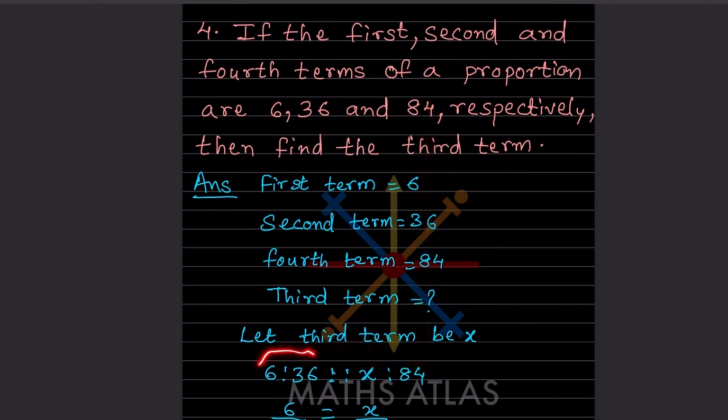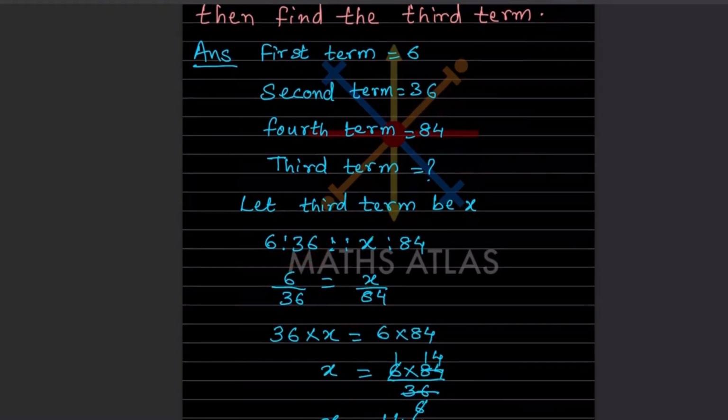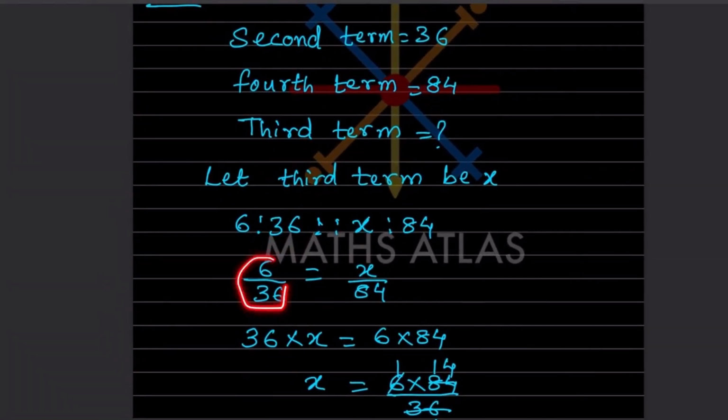Okay, now look here, this 6 is to 36. So now what are you going to do here? This you are going to divide. This means is equal to. Again, this you are going to divide. So now what are you going to do?